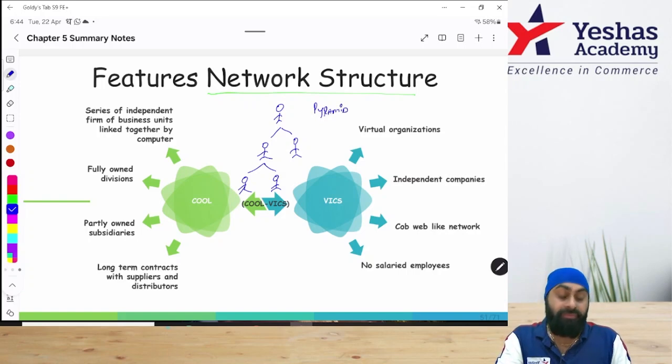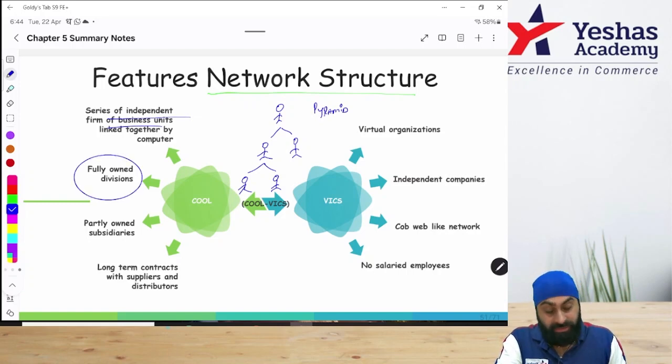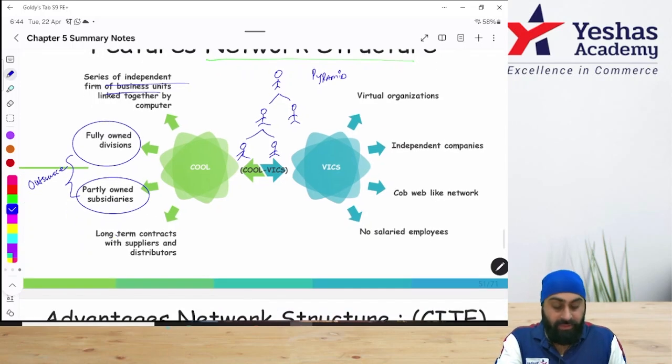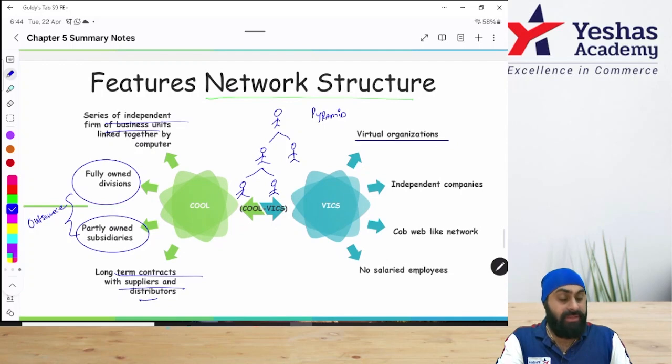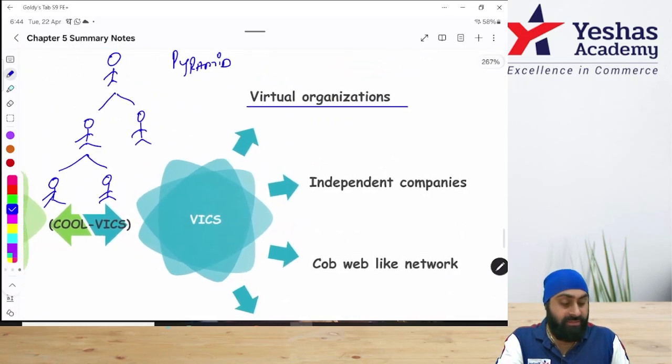It's a very successful structure. Why? Because it's a series of independent businesses linked together through a computer, fully owned divisions or partly owned subsidiaries. Means what? Basically, you can outsource it. That's the beauty of it. It's a long-term contract with suppliers and distributors. There's no physical organization, it's just a virtual organization. There are independent companies supporting it.